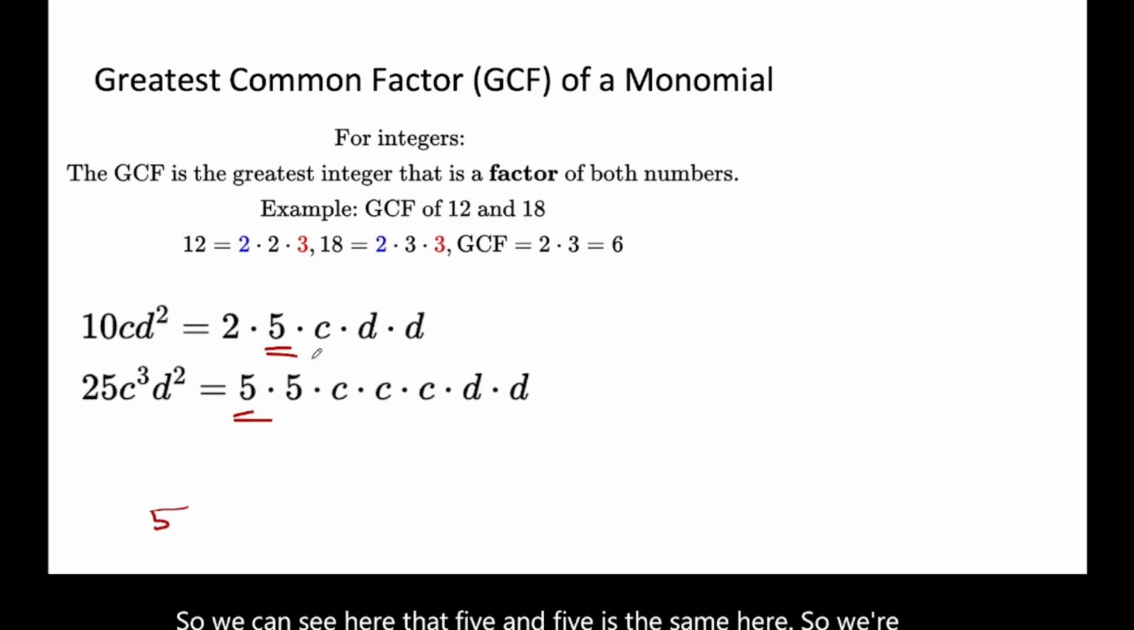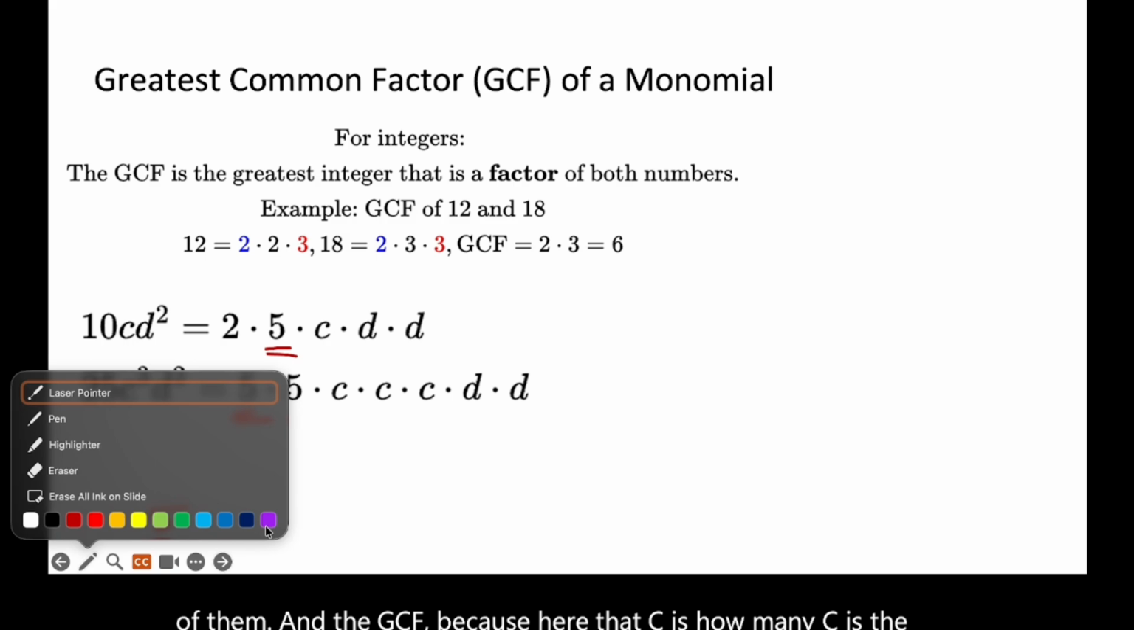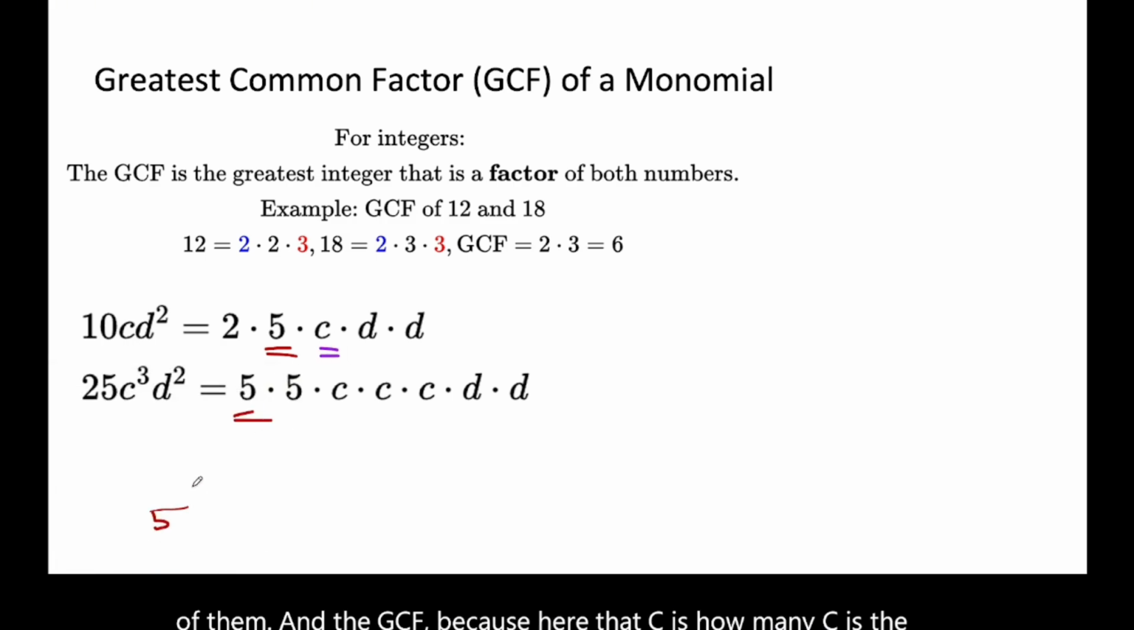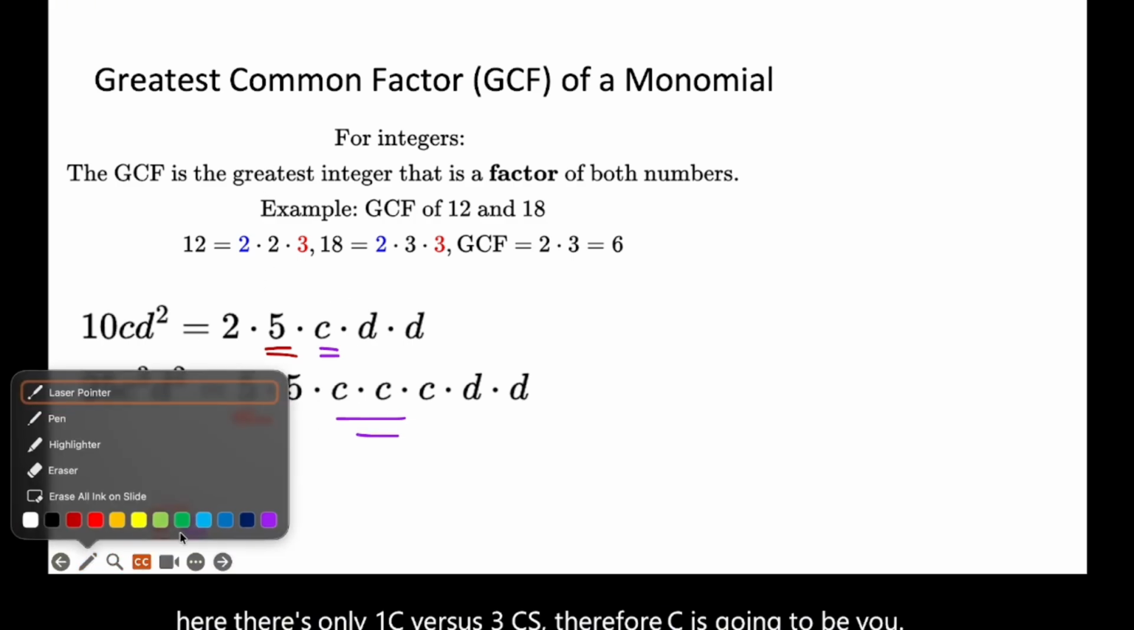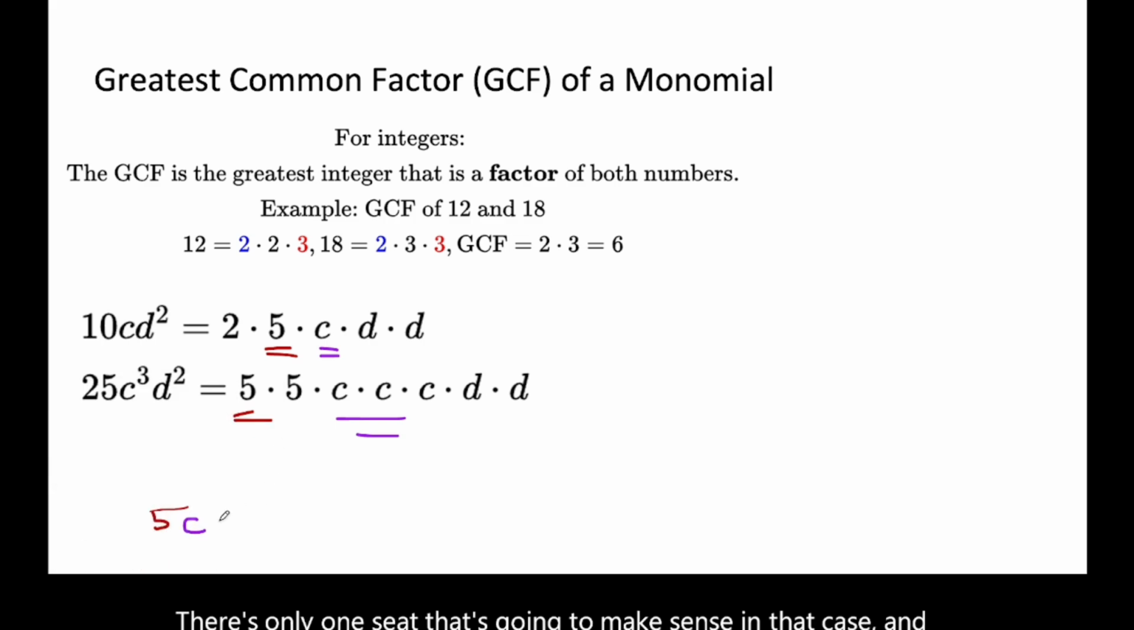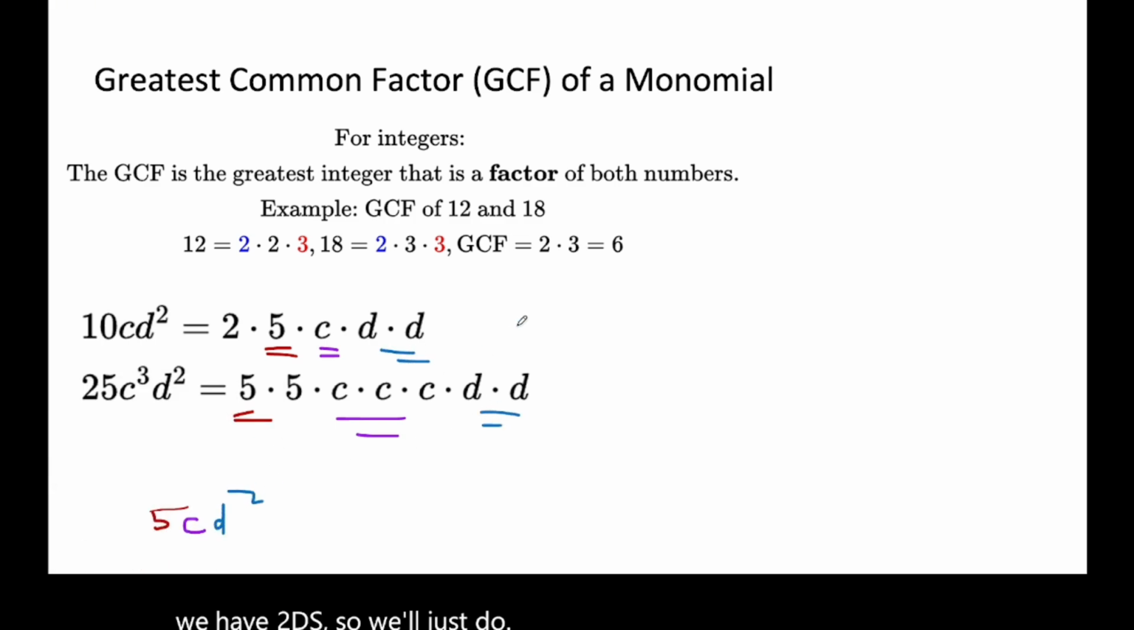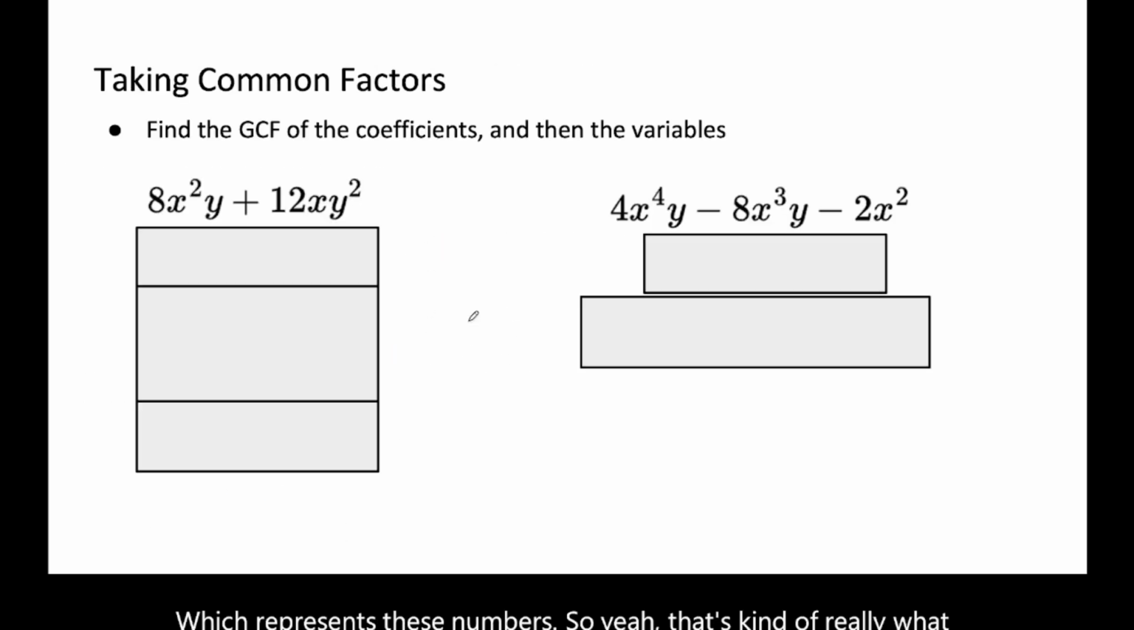And for the GCF, the amount of c's has to match up. That's our max. So we're seeing there's only 1 c versus 3 c's. Therefore, there's only 1 c that's going to make sense in that case. And we have 2 d's, so we'll just do d squared. That's kind of really what we're seeing here. The GCF would be 5cd squared.